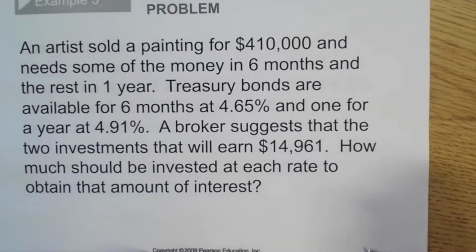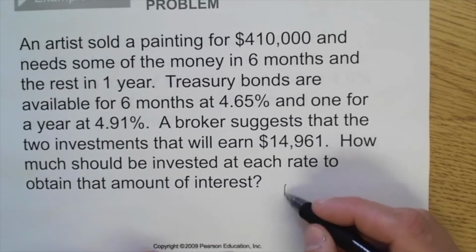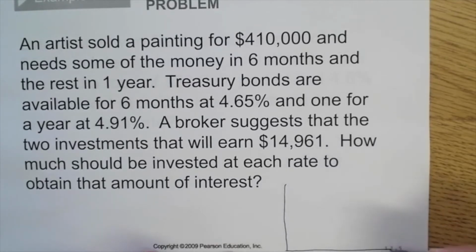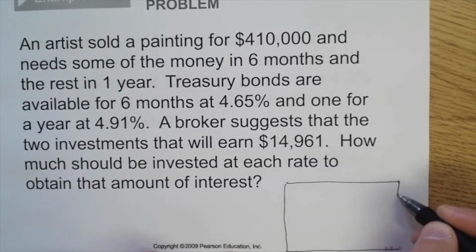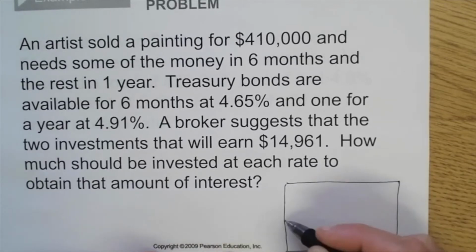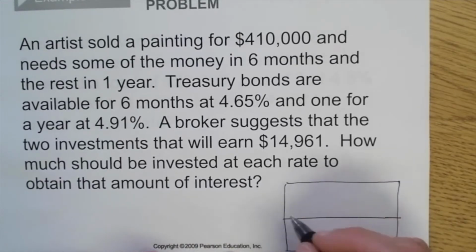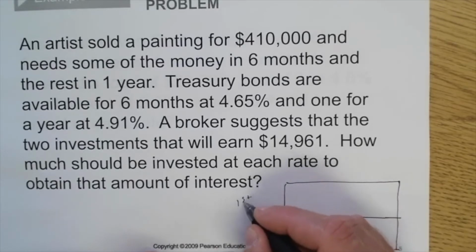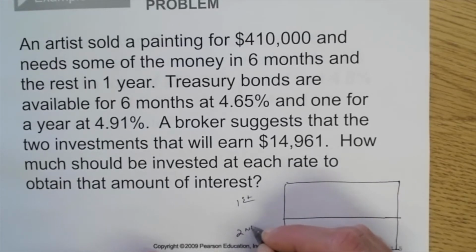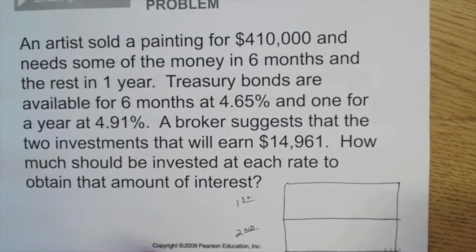Okay, so in this case, I don't have a lot of room here, but I'm going to try to fill out this chart over here in the corner so you'll be able to see it. In this case, there's only going to be 2 rows. And so we have the first investment and the second investment.